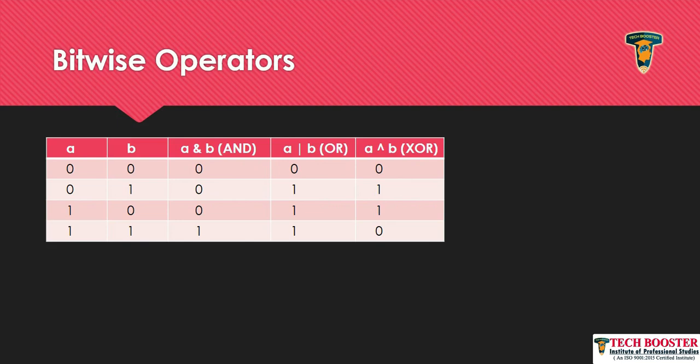Now if I talk about my AND bitwise operator, as I have told you before, when I talk about your AND operator, if either one of your inputs is false, your output will be false. If both of your inputs are true, your output will be true. Like you can check out in my first 3 cases, either one of my inputs is false, so accordingly my output is also false. But in my last case, both of my inputs are true, so my output is also true.